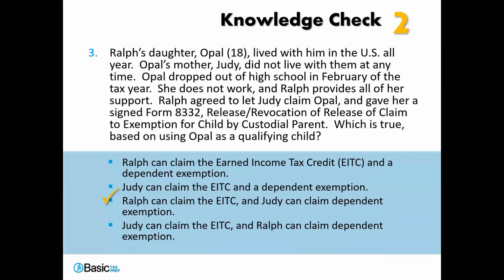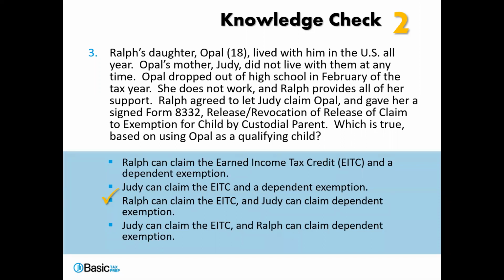Let's see here. Because Opal lived with him all year. He can claim the EITC. And because he agreed to let Judy claim giving the Form 8332, she can claim the dependent exemption. That's right. So in other words, remember the rule for divorced and separated parents. One person can get the dependents on their return, but the EIC, it still goes to the custodial parent.